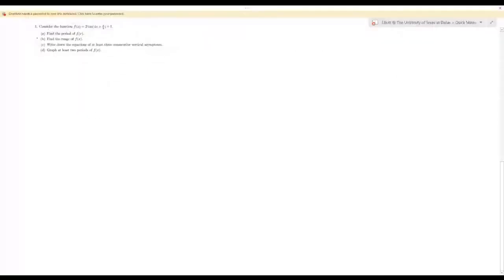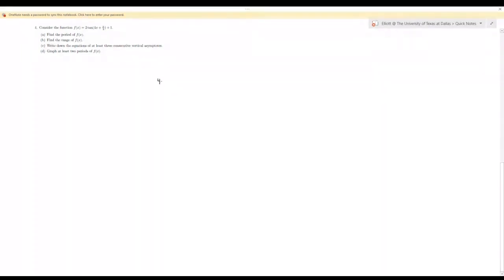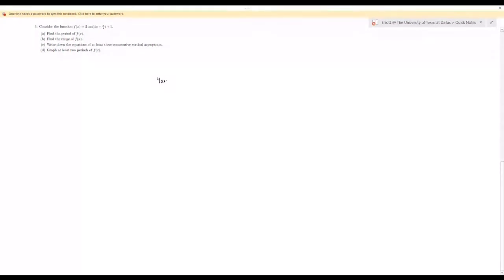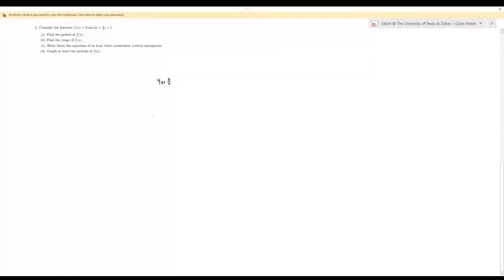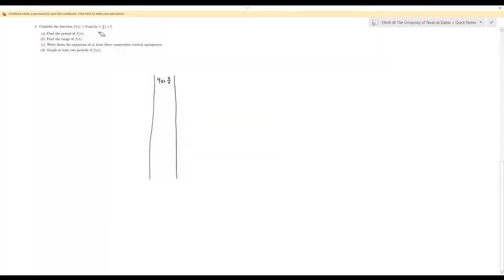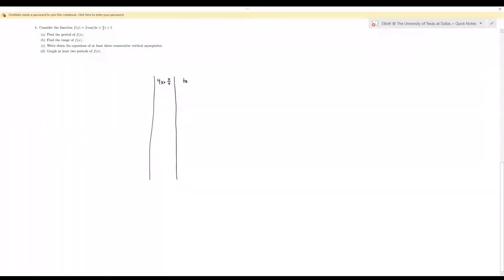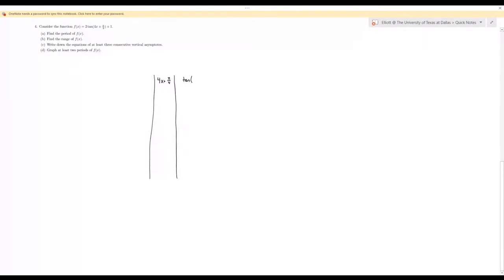To graph this function, I know that you guys usually construct a table to get some points that you can plot. I think that's a good way to get a relatively precise graph, so I'm going to do what you guys do as well. The way you tend to graph your trig functions is you take whatever is inside your trig function, in this case 4x plus pi over 4, and then I want to apply the tangent function to that.